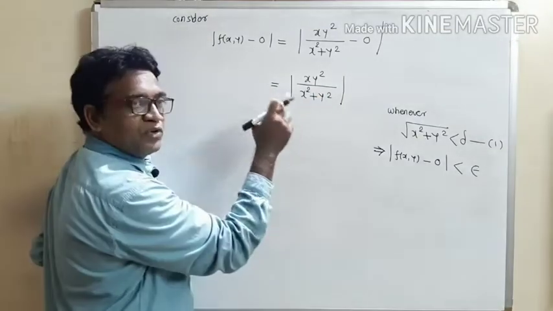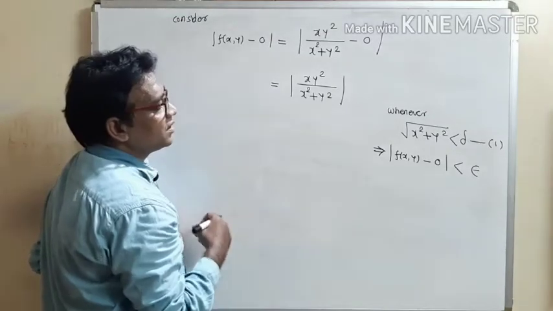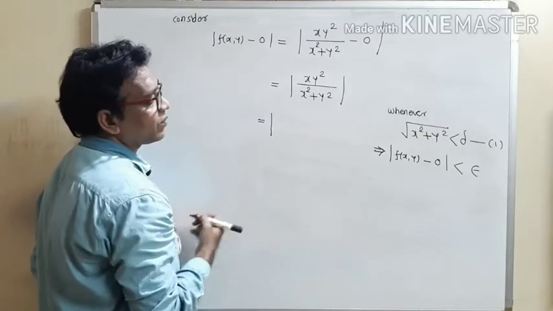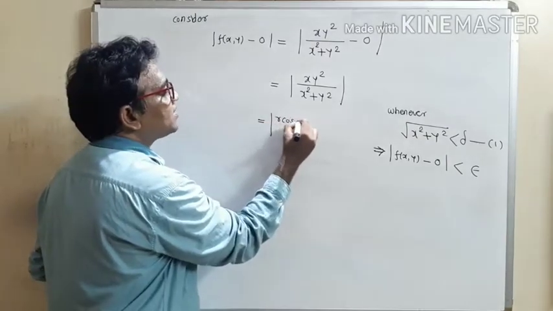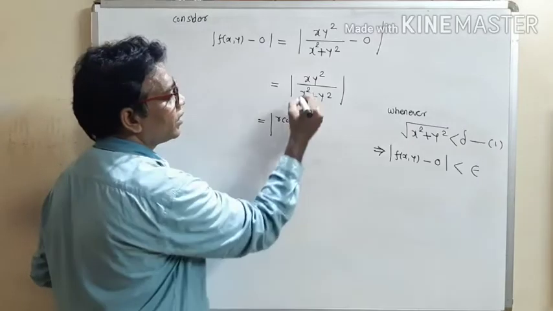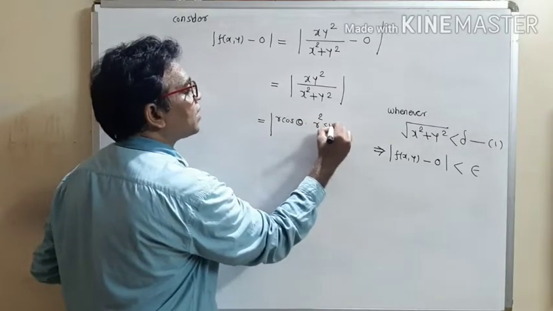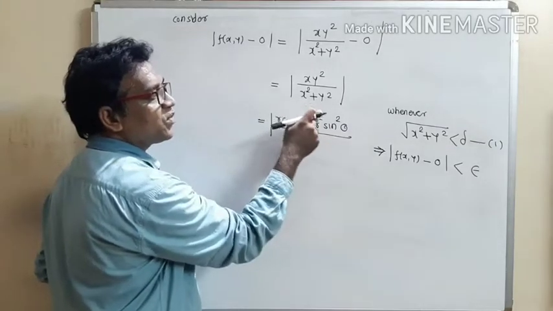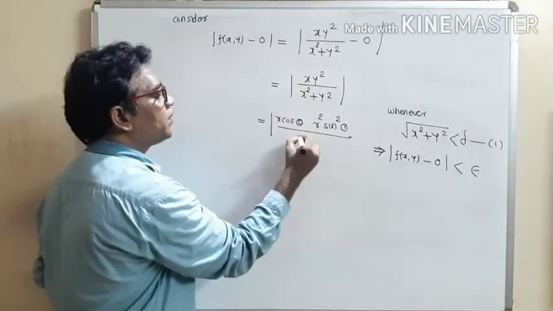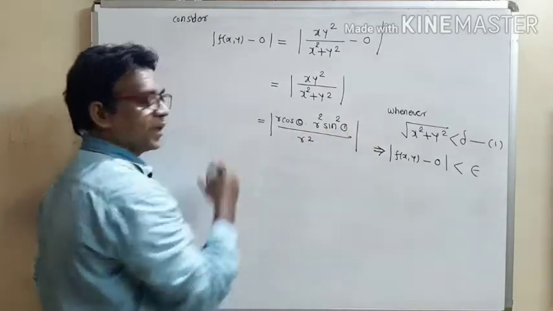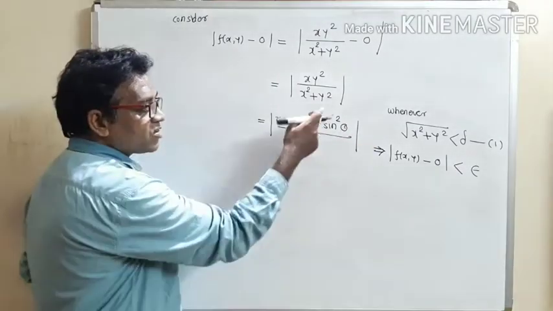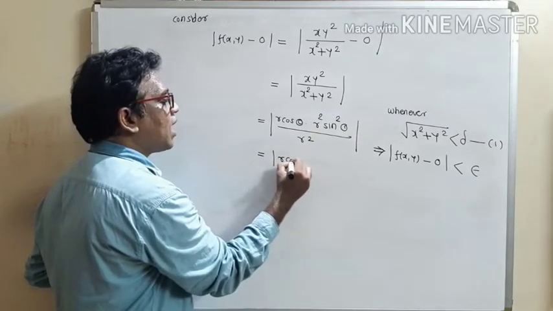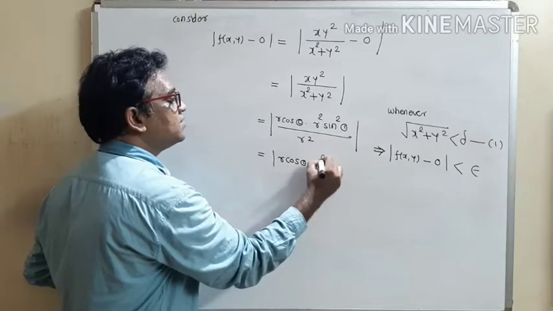Now we have taken x equal to r cos theta and y equal to r sin theta. So put those values. So write down, this is equal to modulus. Put x equal to r cos theta, put y equal to r sin theta. So this is r square sin square theta, and x square plus y square we have found is our r square. So r square gets cancelled. So what is the remaining term? This is modulus r cos theta into sin square theta.